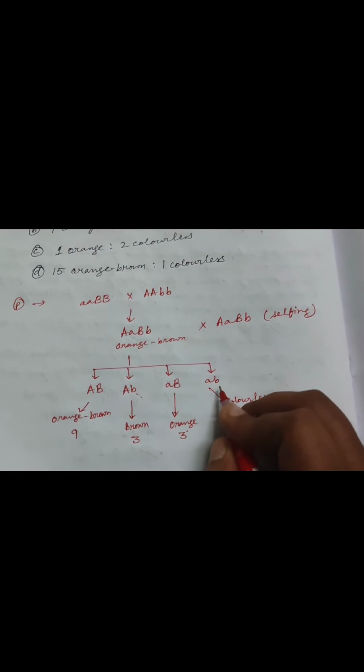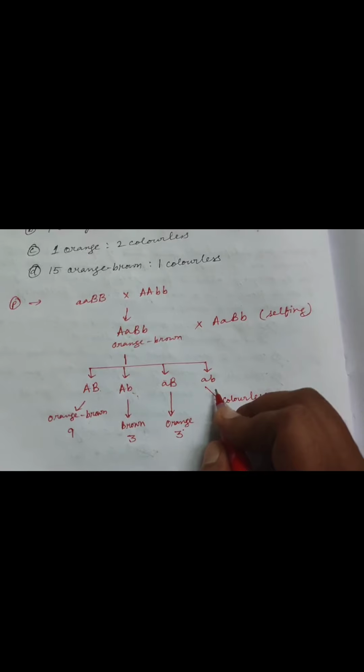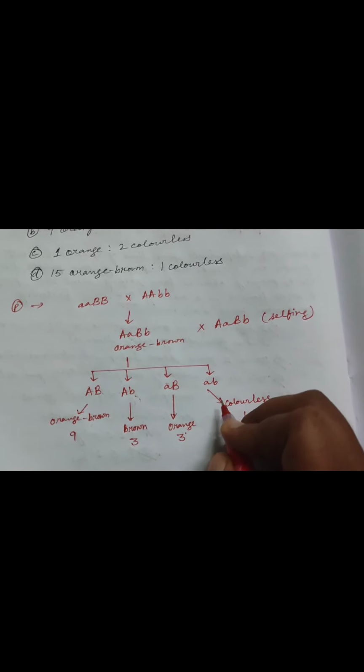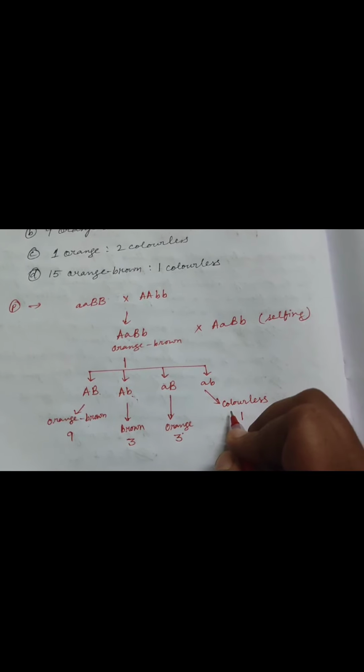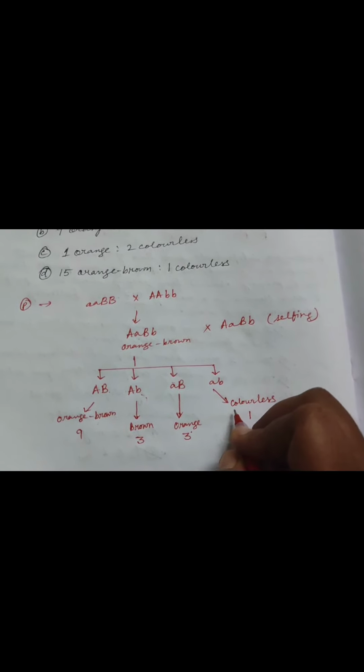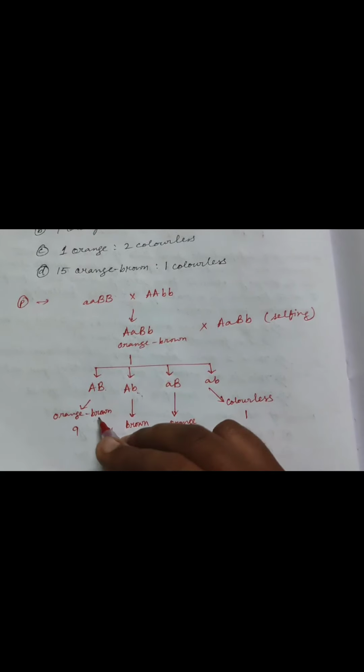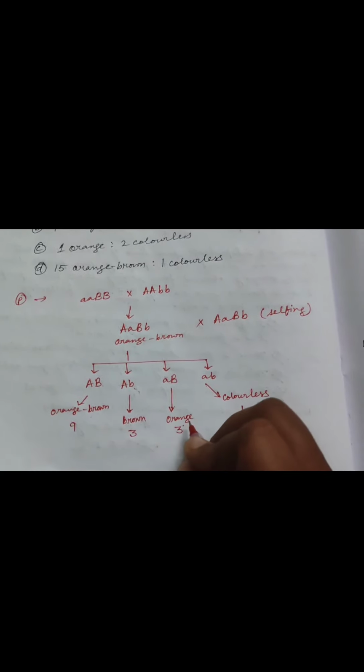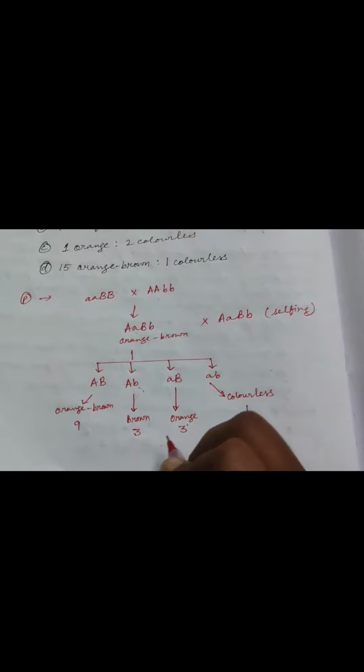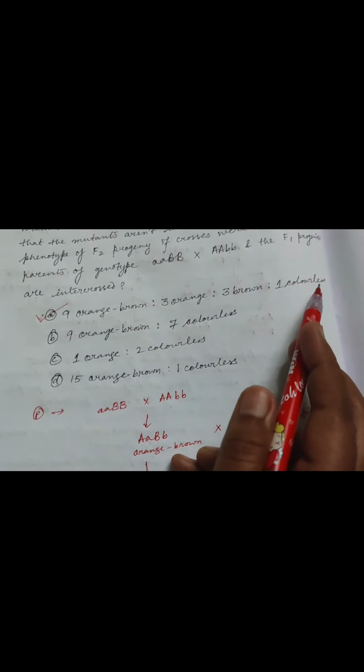And when both the small a and small b alleles are present, then there will be no formation of brown or orange pigment, so the eye color will be colorless. So the ratio of orangish brown to brown to orange to colorless will be 9:3:3:1. So the correct answer would be option A, where 9 orange brown, 3 orange, 3 brown and 1 colorless progeny are produced. Got it? Now coming to the 9th question.